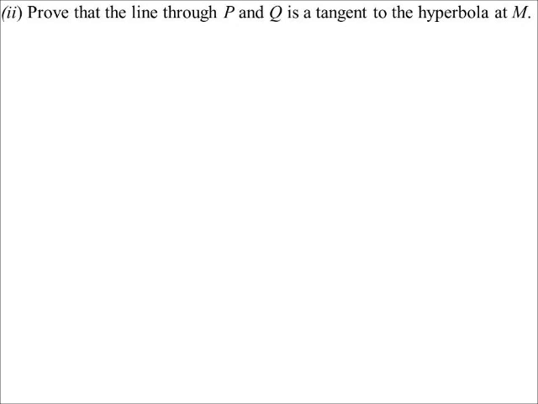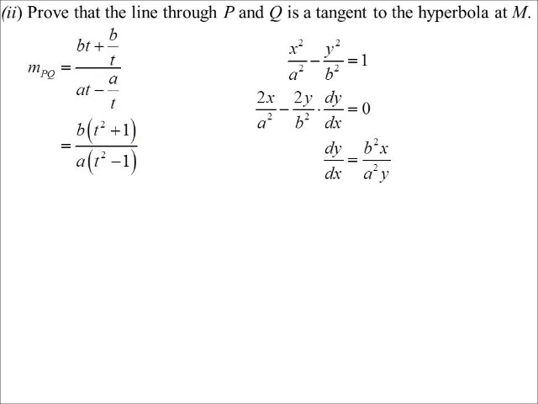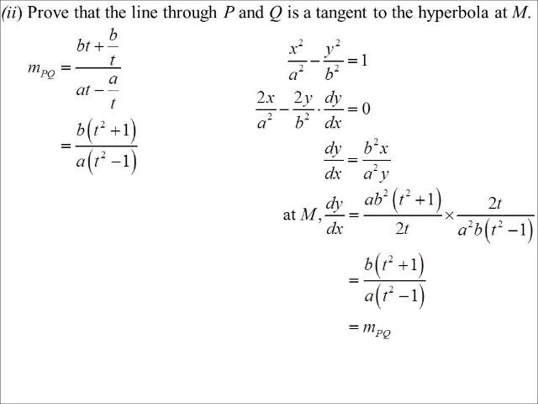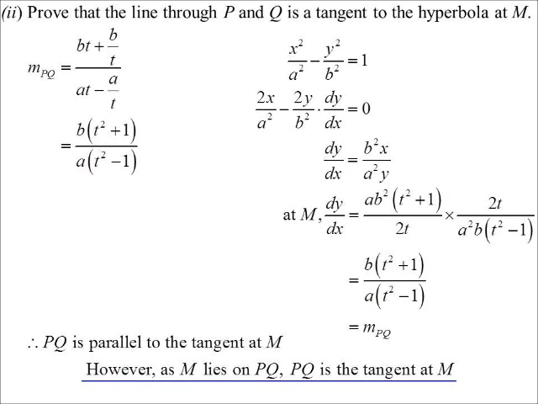Okay. Prove that the line through P and Q is a tangent to the hyperbola. Slope of PQ ends up being b on a, times (t squared plus 1) on (t squared minus 1). Now, I found the derivative of our hyperbola there, b squared x on a squared y. I've found that the slope at M is also b (t squared plus 1) on a (t squared minus 1). So it does equal the slope of PQ. So I know PQ is parallel to the tangent, but as it goes through M, it's not only parallel, it must be the same line.